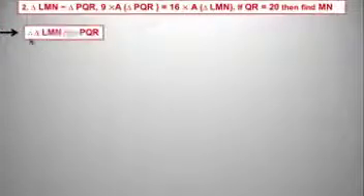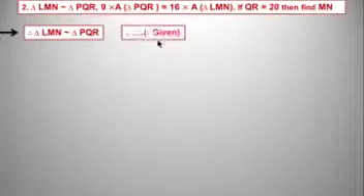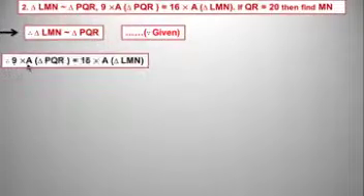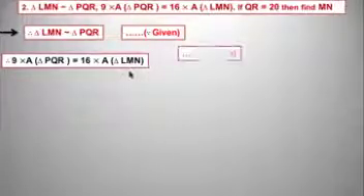Example 2. Triangle LMN is similar to triangle PQR. 9 multiplied by area of triangle PQR is equal to 16 multiplied by area of triangle LMN. If QR is equal to 20, then find MN. Solution. Triangle LMN is similar to triangle PQR, that is given. 9 times area of triangle PQR is equal to 16 multiplied by area of triangle LMN, that is given.